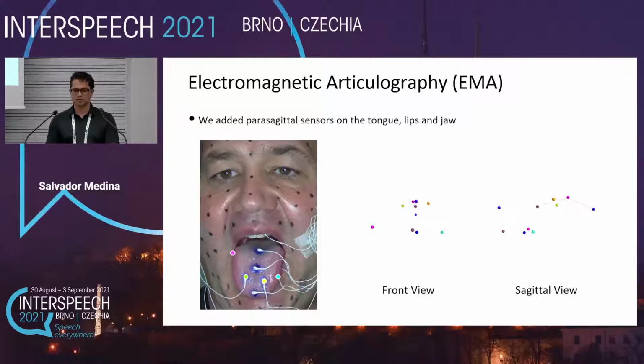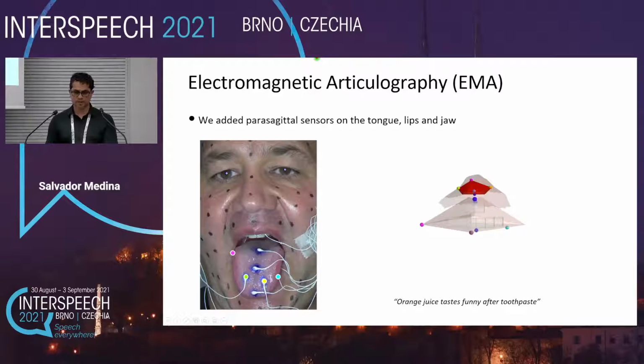So what we did for this work was add some parasagittal sensors, or lateral sensors. And what you see here is the sensors that we added: 2 on the tongue, on the left and the right-hand side of the tongue blade or the tongue body, then 1 on the right lip corner, and 1 more on the jaw, which is located between the canine and the first premolar. Based on this, you can get a better idea in 3D of what's happening.